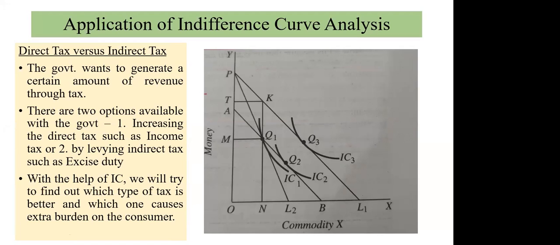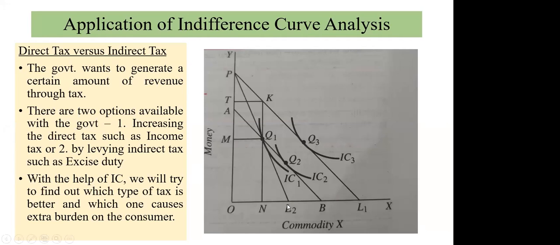Now, the government puts an indirect tax on commodity X. So previously, suppose it was priced at ₹10, now it has become 15. So it will shift my price line from PL1 to PL2, because previously I was able to purchase more. Now I will be purchasing less with the similar amount of income I have.